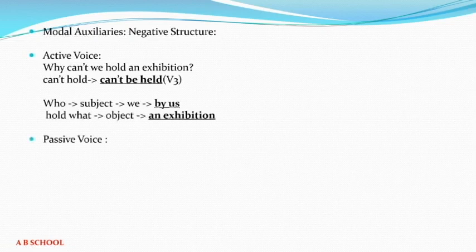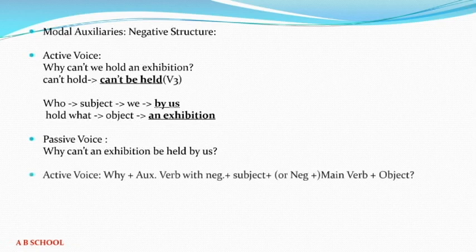So try to convert this sentence into passive. Why can't we hold an exhibition? So in place of we are going to put an exhibition. Why can't an exhibition? Then hold turns to, yes, be held, right? So why can't an exhibition be held by us? Correct. And the question mark. I hope your conversion was also right.